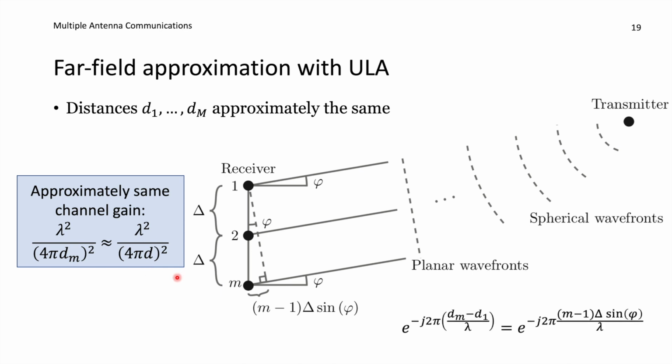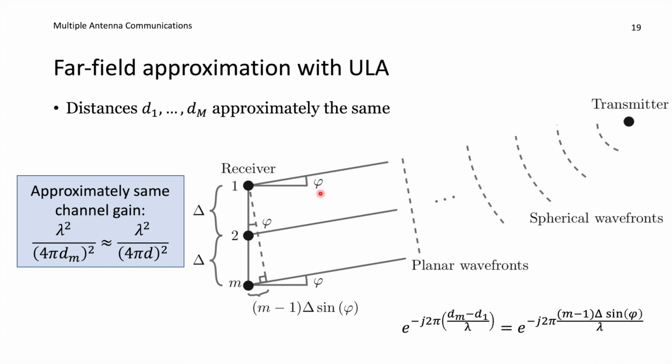However, when we are computing the phase shifts in the channel vector, it is not the absolute distances from the transmitter to the receiver antennas that matter, but the difference between them to different antennas. So we get dm minus d1, and that extra distance is m minus 1 times the antenna spacing delta times the sine of the angle of arrival. So we get this expression over here, and that is divided by the wavelength.